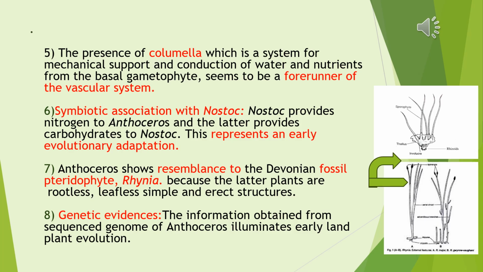Next is the fossil evidence. Anthoceros shows resemblance to the Devonian fossil pteridophyte Rhynia, because the latter plants are rootless, leafless, simple and erect structures. Lastly, the genetic evidence. The information obtained from the sequenced genome of Anthoceros elucidates early land plant evolution. This we will be discussing in further detail on the next page.